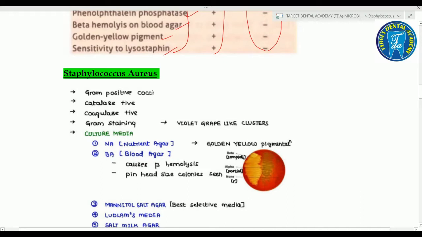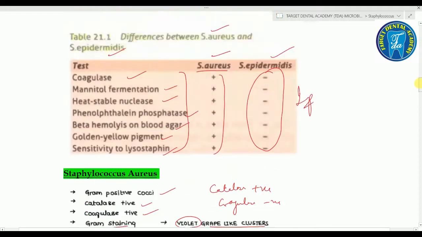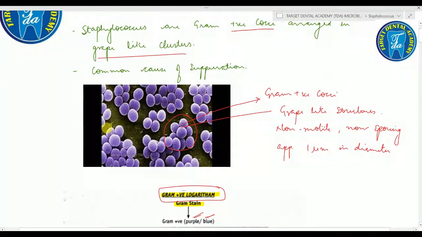Staphylococcus aureus is a gram positive cocci, catalase positive, coagulase positive. On gram staining, it gives violet grape-like structures or clusters.